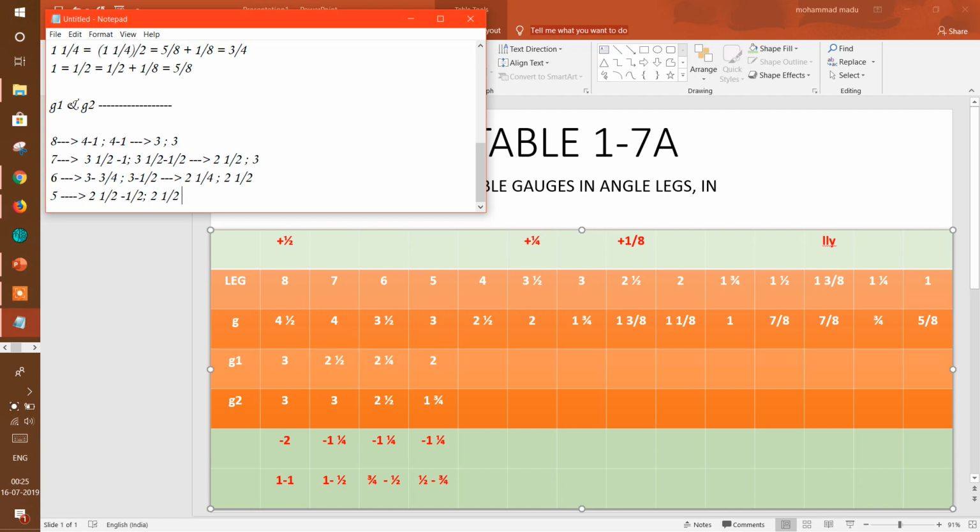Coming to this one, 2 by 4, and we're going to get 2 1 by 2 minus 1 by 2 is 2. And this one, 2 1 by 2 minus 3 by 4 means 1 3 by 4. Yeah, that's it.